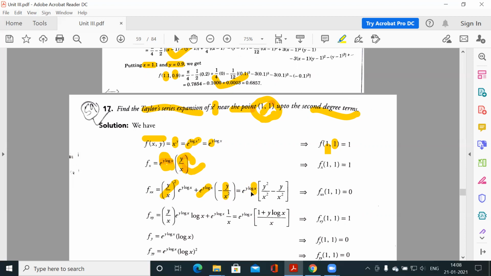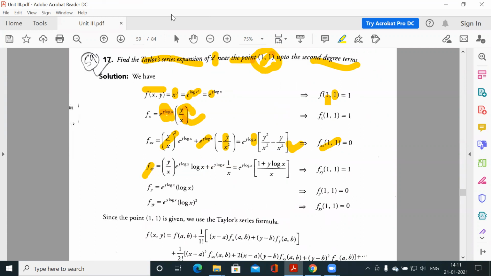So e to the power y log x is common. This is your required function derivative. Find the value at the point 1 1. F of x y, the differentiation of f with respect to x and y. So these are the derivatives at the point 1 1.